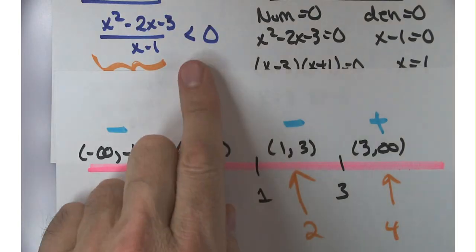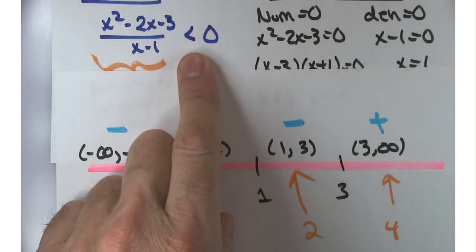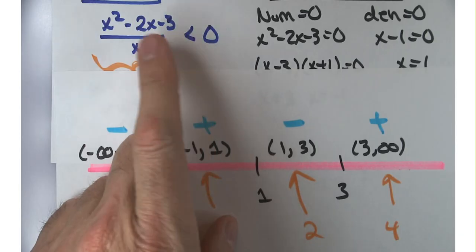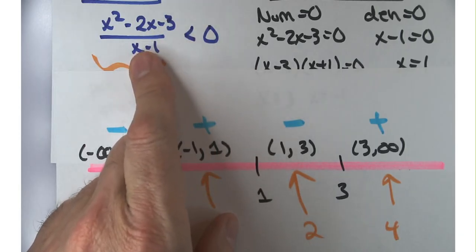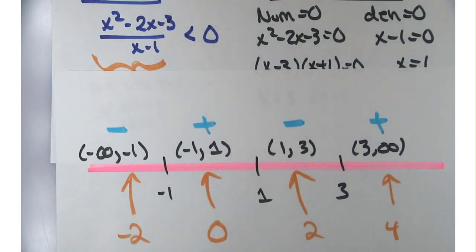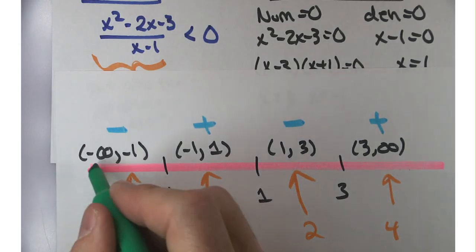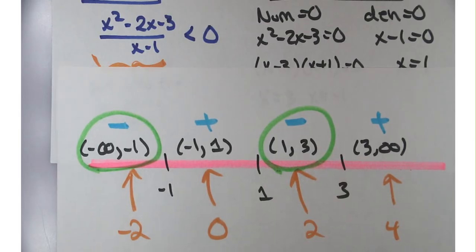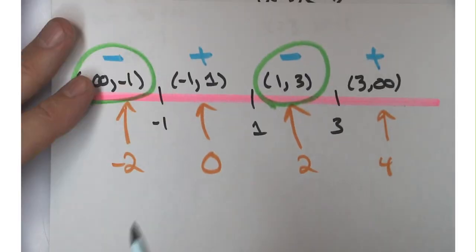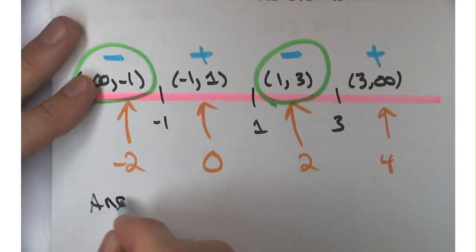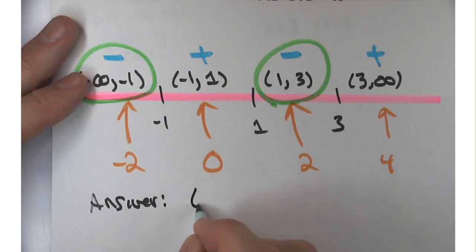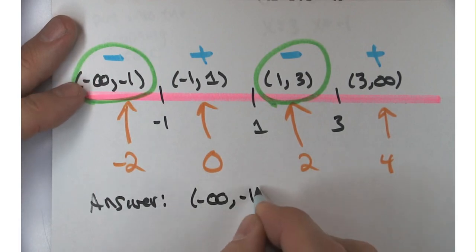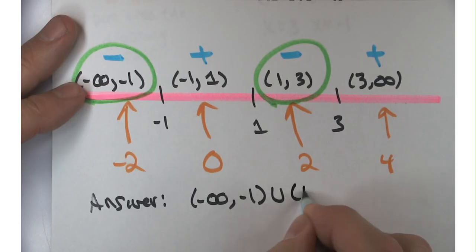Do I want to know where this is positive? Is this going to be true when this is positive, or is this going to be true when it's negative? When it's negative. Negative, right? Because I want it to be less than 0. So my solution is going to be this interval and this interval. Those two intervals are going to be my solution. So overall, the answer is going to be negative infinity to negative 1, union 1 to 3.